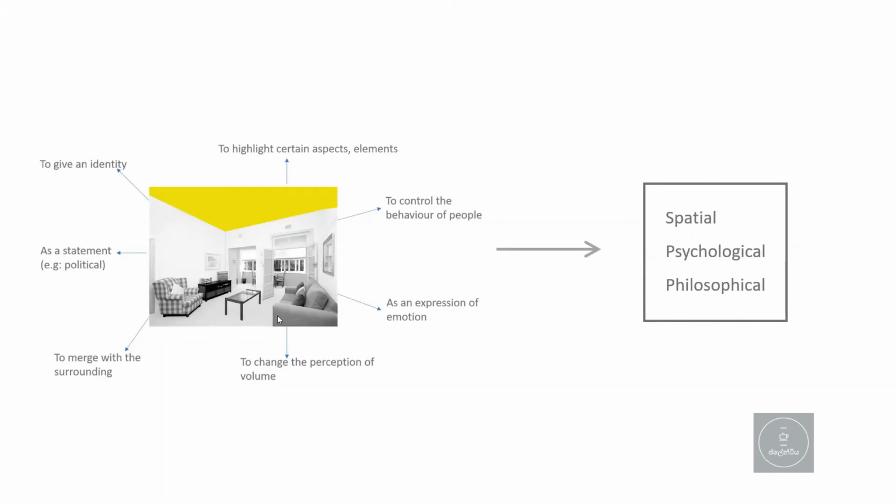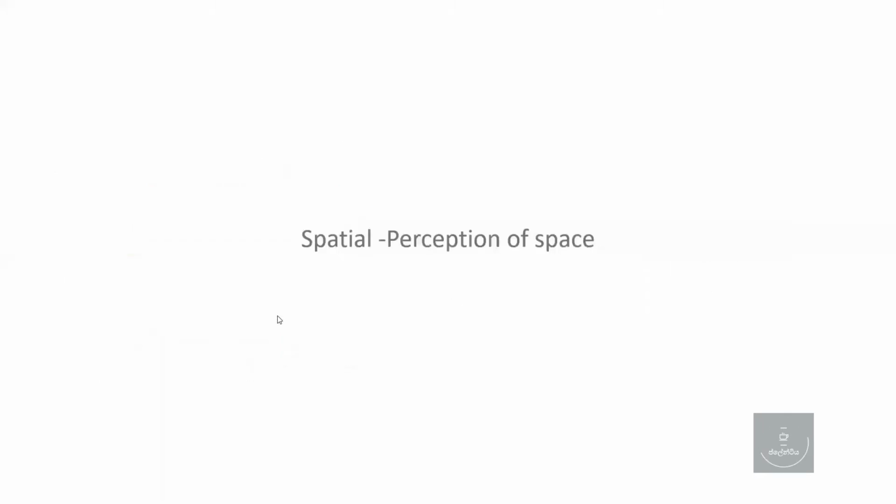And sometimes it's the philosophy of the architect. The architect's vision can be the cause of the need to merge with the surroundings. So first of all, we'll look at how the perception of space can be manipulated by color.